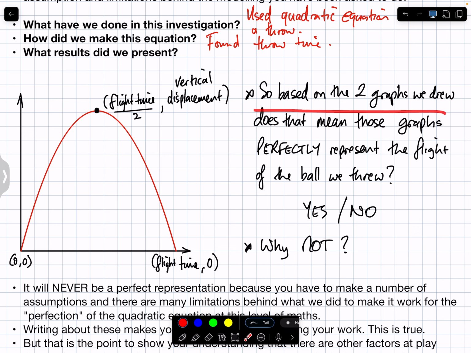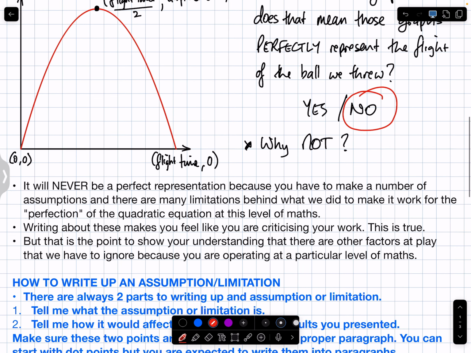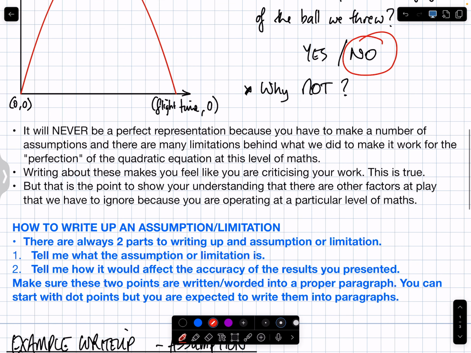So based on these 2 graphs that we drew, does that mean that those graphs perfectly represent the flight of the ball that we threw? Yes or no? No. I'm glad you agree. No. Why not? So the why not is what your assumptions and limitations will be about. It's never going to be a perfect representation because you made a number of assumptions and there's many limitations behind what we did to make it work for the quadratic equation at year 10 level maths. We don't do hard enough maths to have a throw that looks like that.